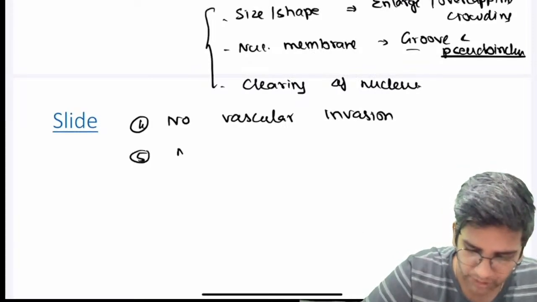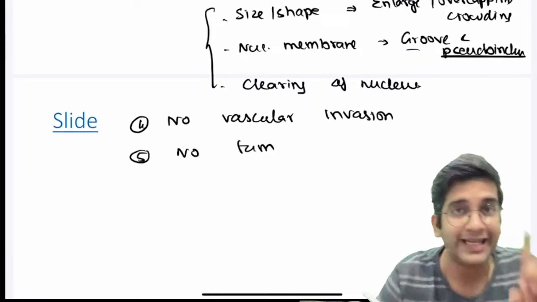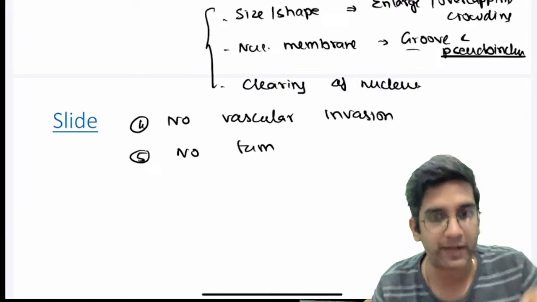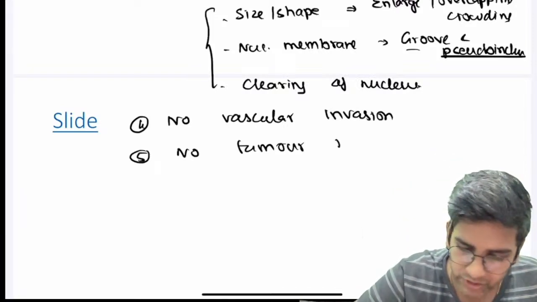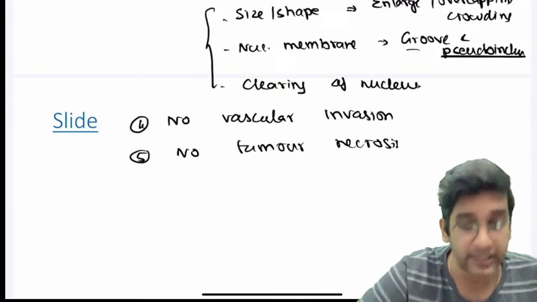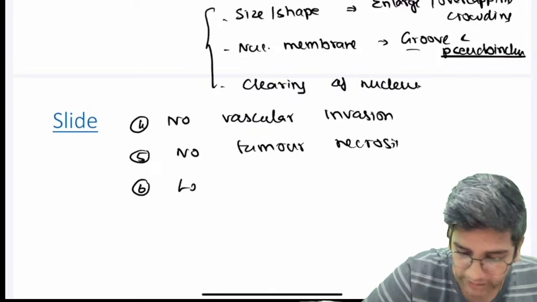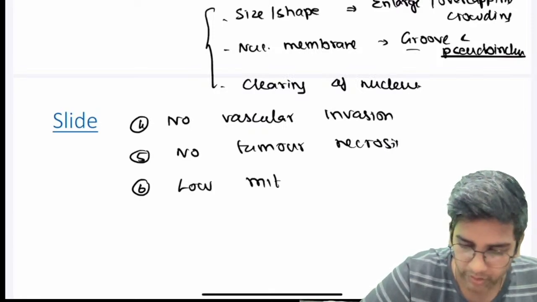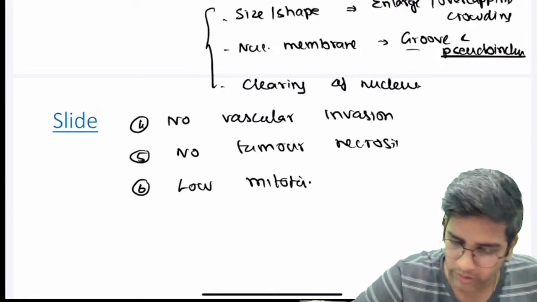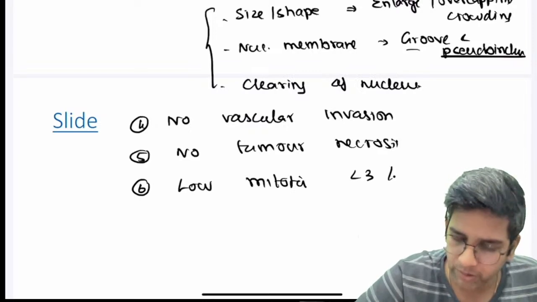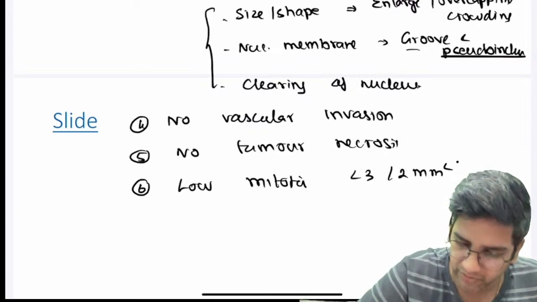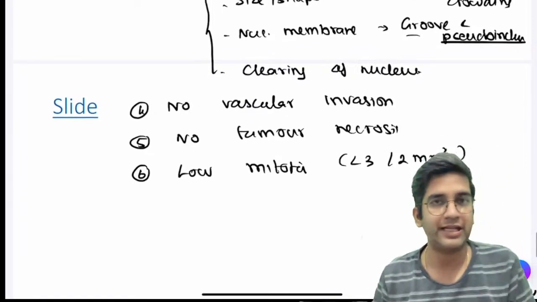Five, there should be no tumor necrosis. Like I said in the start, this is a low risk neoplasm. I should have no tumor necrosis, no features of high grade. I should have very low mitotic count, okay, which is equal to less than 3 per 2 millimeter square high power field, okay, less than 3. That's the low mitotic count.